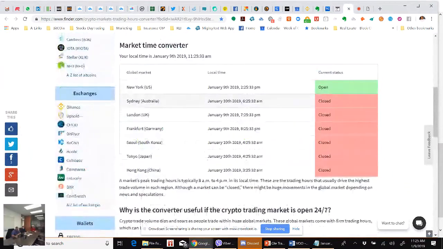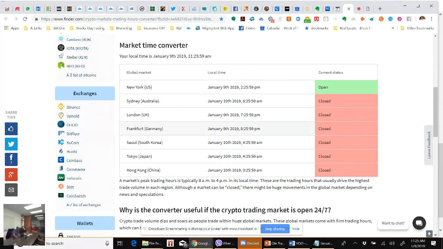Just looking at this, we know that right now between 9 a.m. Pacific Standard Time and 11 a.m., a lot of markets are closed, and they'll be getting ready to open in a couple hours, especially the Asian market, which is a big market for crypto. And that's why we'll see an increase around 12:30.